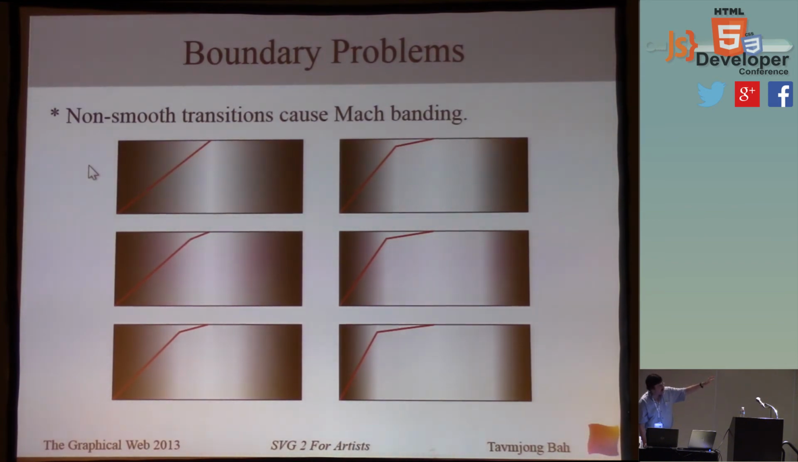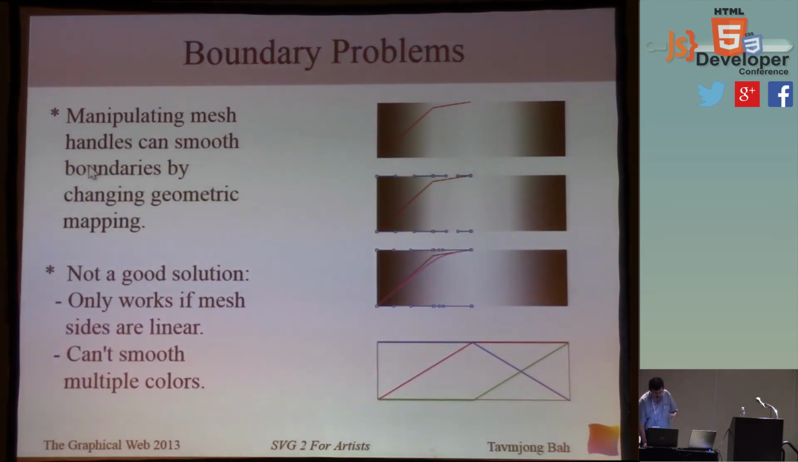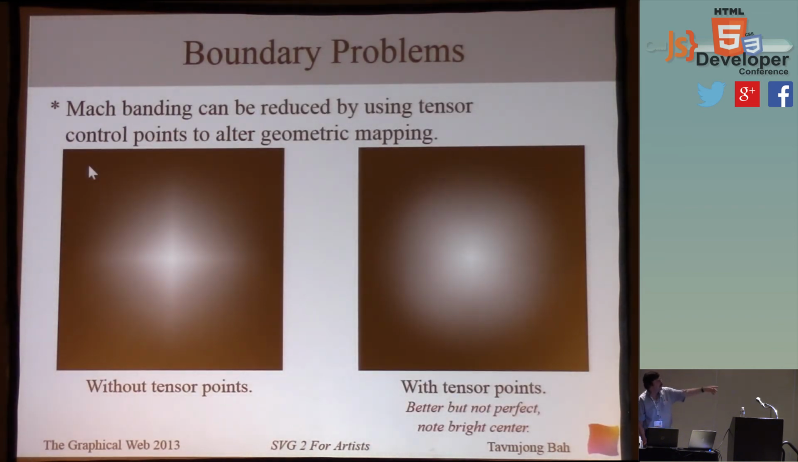And in 1 dimension it's not so bad, but when you start doing things in 2 dimensions, it gets quite noticeable. You can try to manipulate things. You can try to smooth things out. And if you smooth things out, then that Mach banding goes away. But how can you do that with patches? Here's an example with 4 patches, and you can see the cross. You can have tensor points in your mesh, which are 4 additional points in the center, and as you move those around, you can spread the color differently. You can kind of get rid of the banding, but not completely.